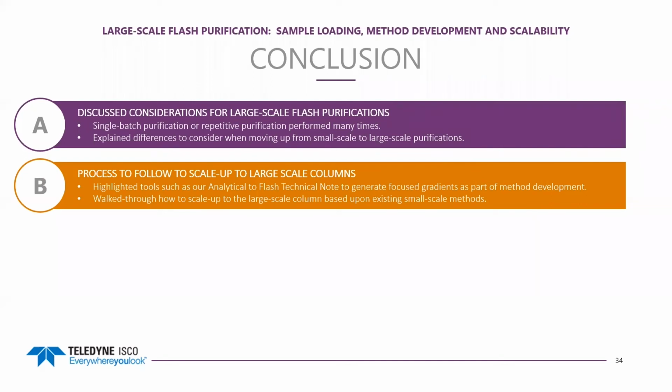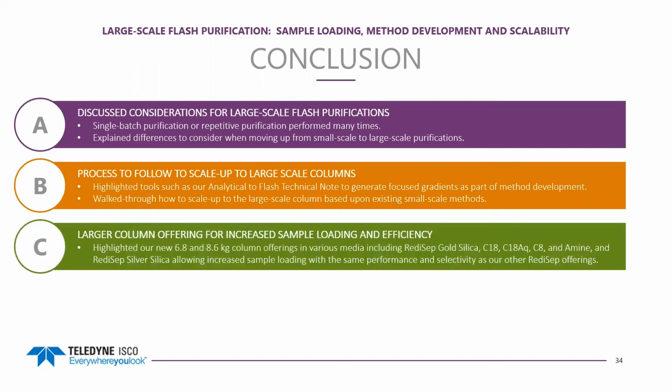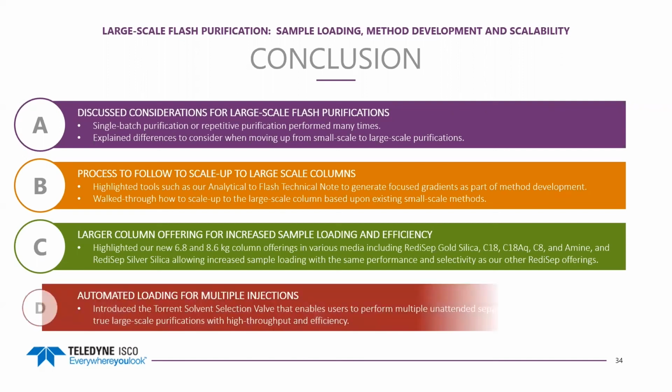We've walked through how to scale up the large scale column based upon our existing scale up method using application note 121. Go to that application note, and it'll describe how to do that. We've showcased our larger column offerings that allow for increased sample loading and increasing our efficiency and throughput. So we have our 6.8 and 8.6 kilogram column offerings now. And we've got various medias, including the REDISEP Gold Silica, C18, C18AQ, C8 and amine column offerings now. And also the REDISEP Silver Silica, which all of these allow increased sample loading with the same performance and selectivity as our smaller REDISEP offerings.